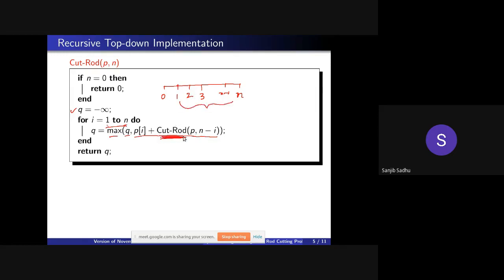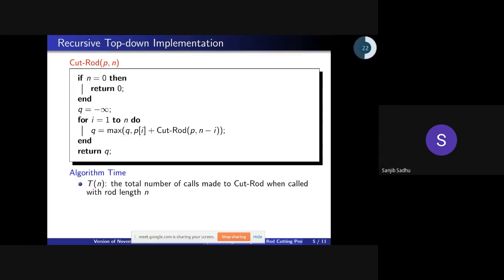Pi means 1 up to this, and you recursively compute for this part. You see, this is the recursion, cut rod, P length n, P length n minus i, and you are adding with this Pi, and you go on, and you will find out the maximum, and you have to consider all possible subsets. Now how much time will it take? Tn is the total number of calls made to cut rod. Basically here the time complexity depends on how many times you are calling this function, because these are constant. So mainly this portion, how many times you are calling this recursively.